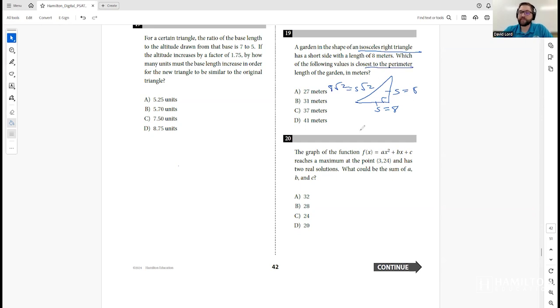So remember, we're going to add up all the sides. So 8 plus 8 plus 8 root 2. And then when we plug it into our calculator, we get approximately 27.3. So the closest to the perimeter would be A.